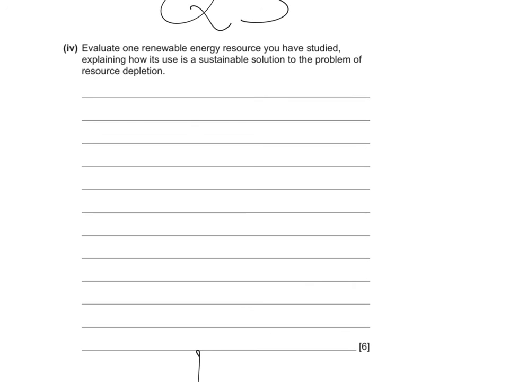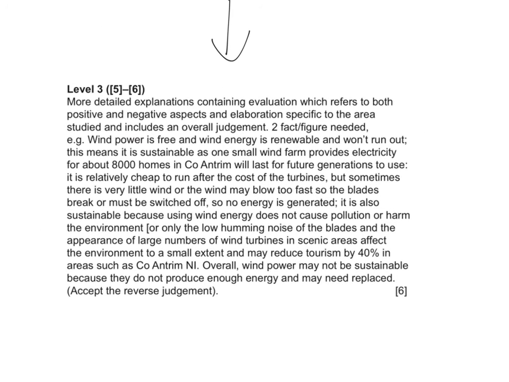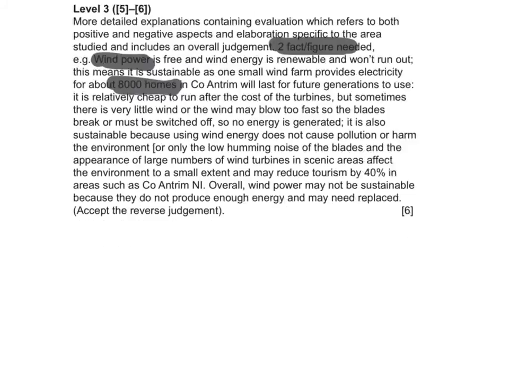Second example: explain one renewable energy resource you have studied, explaining how its use is a sustainable solution to the problem of resource depletion. So again, you can pause the video at this stage and have a look at that answer. There's the mark scheme. In this example, they're going to talk about wind power. This means it's sustainable as one small wind farm provides electricity for 8,000 homes. So that's our fact, figure, place. Again, it's saying 2 are needed. We would probably use our Denmark case study for this to allow us to hit level 3, 6 out of 6.